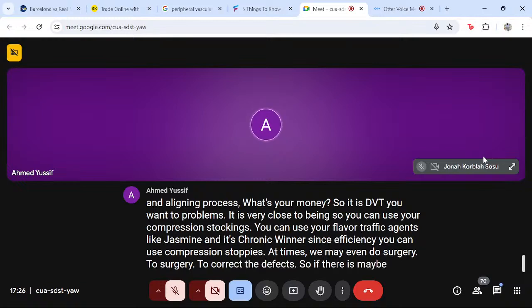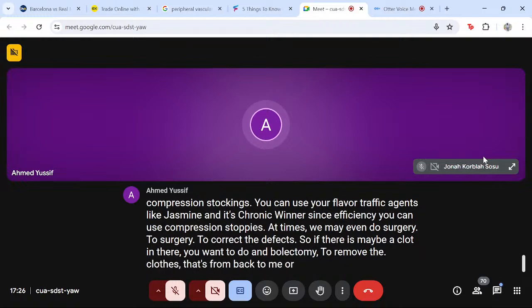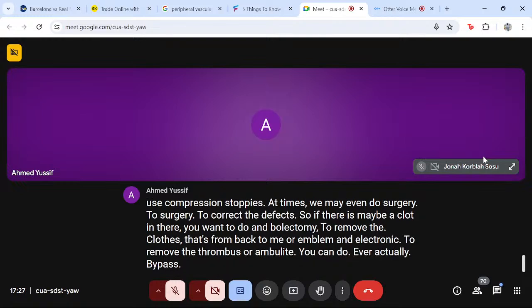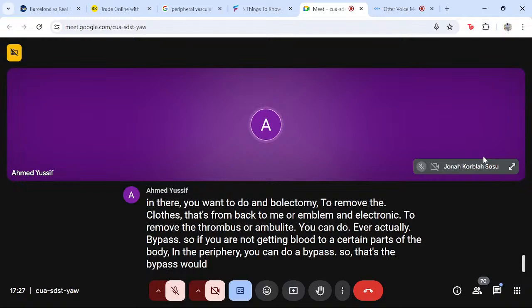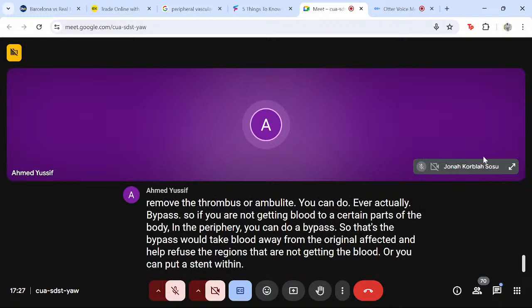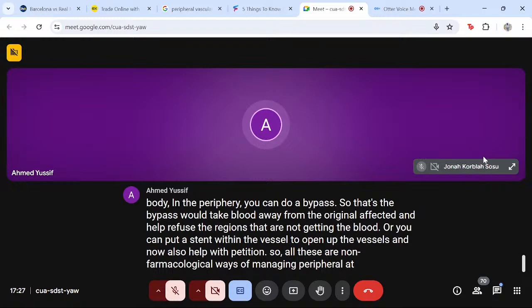So if there is maybe a clot in there, you want to do embolectomy to remove the clot, either thrombectomy or embolectomy to remove the thrombus or emboli. You can do peripheral artery bypass. So if you are not getting blood to a certain part of the body in the periphery, you can do a bypass so that the bypass would take blood away from the region affected and help perfuse the regions that are not getting the blood. Or you can put a stent within the vessel to open up the vessels, and that would also help with perfusion. So all these are non-pharmacological ways of managing peripheral artery disease. Thank you, sir.